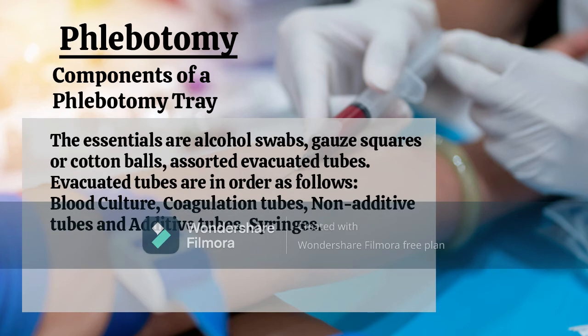Components of a phlebotomy tray. The essentials are alcohol swabs, gauze squares or cotton balls, assorted evacuated tubes. Evacuated tubes are in order as follows: blood culture, coagulation tubes, non-additive tubes and additive tubes.